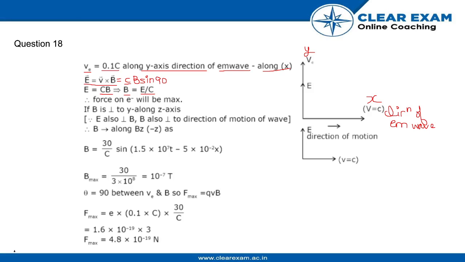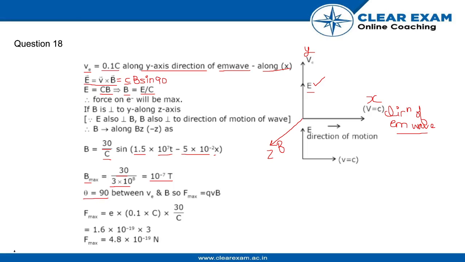The electric field is given along the j cap direction, so the magnetic field will be perpendicular to both the electric field and the direction of the EM wave. So it is equal to E by c, which is 30 sin(1.5 × 10^7 t − 5 × 10^−2 x) upon c. B max will be E by c, which is 30 upon 3 × 10^8, which is 10 to the power minus 7 Tesla.